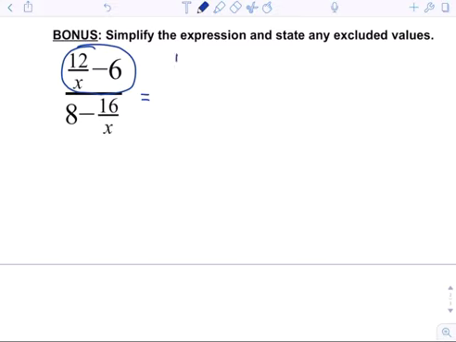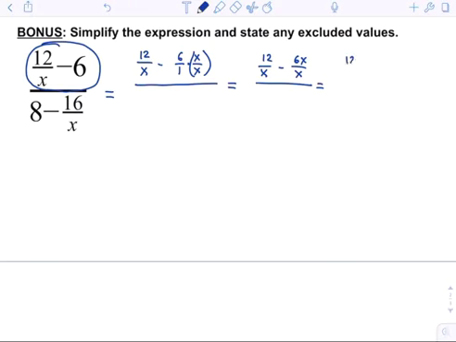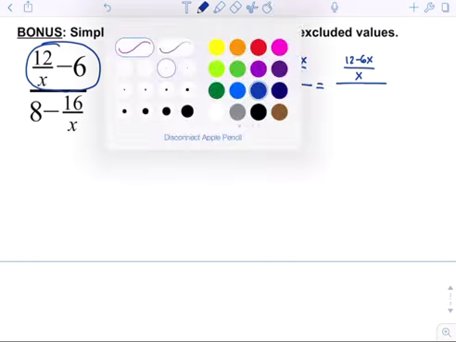So 12 over x minus this 6, this is really 6 over 1. This is missing a common denominator of x, so we have to multiply top and bottom by x. So that's going to be 12 over x minus 6x over x, and that is going to equal 12 minus 6x all over x. Okay, that one's done.